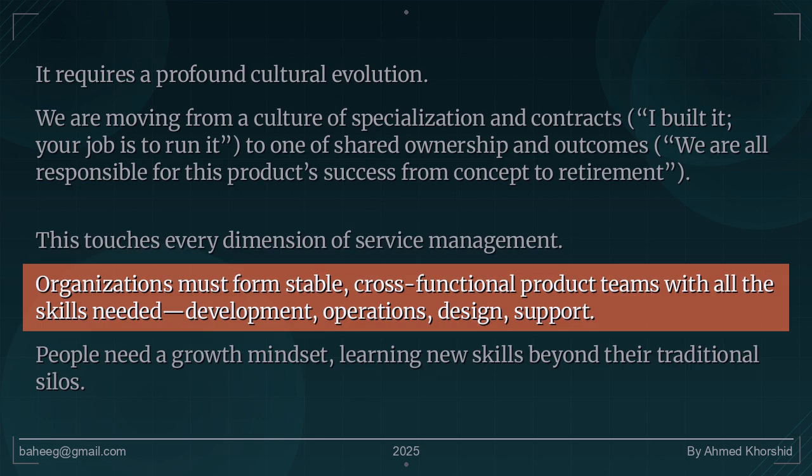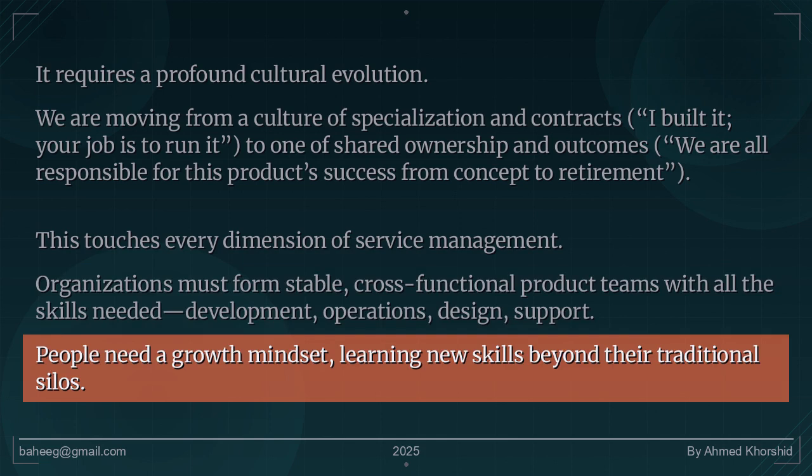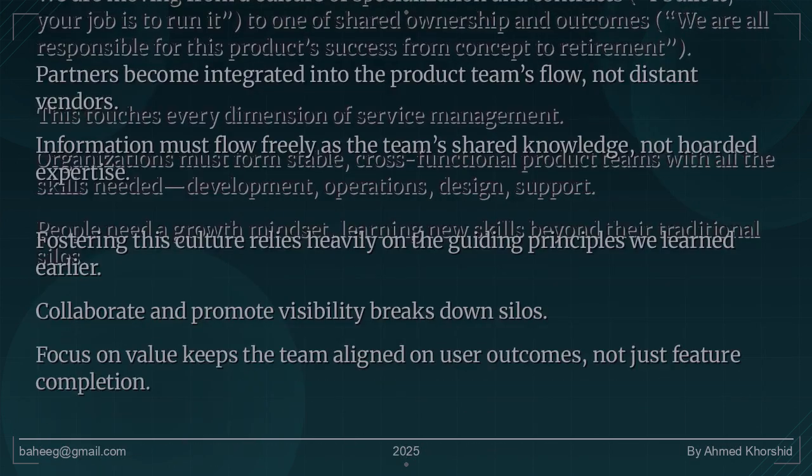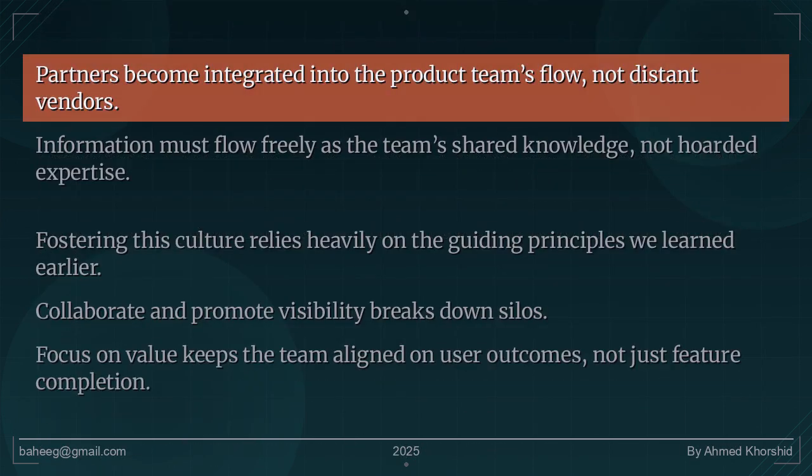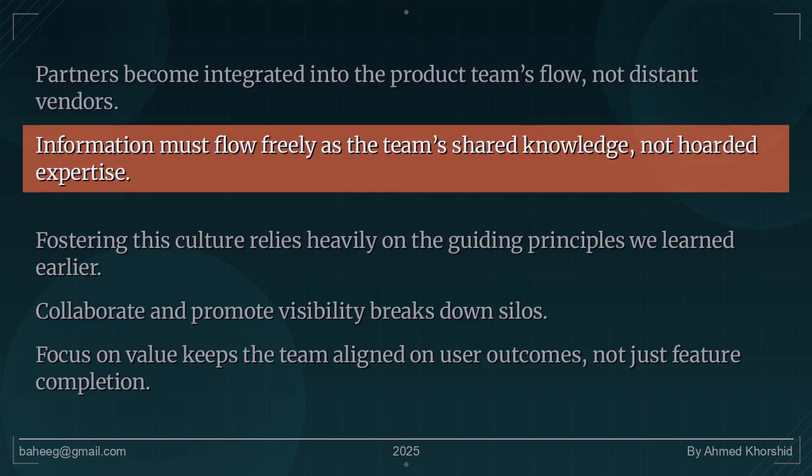Organizations must form stable, cross-functional product teams with all the skills needed: development, operations, design, support. People need a growth mindset, learning new skills beyond their traditional silos. Partners become integrated into the product team's flow, not distant vendors. Information must flow freely as the team's shared knowledge, not hoarded expertise.